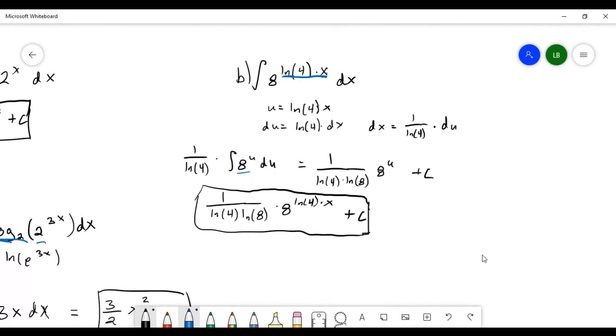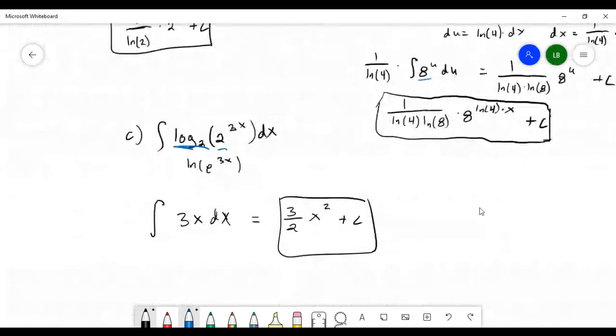Over C for just 1 second, of course. And of course, the trick for C is just recognizing that the log base 2 and 2 to the 3x were inverses, so we could cancel and just get 3x.